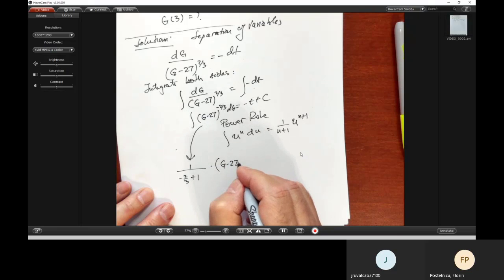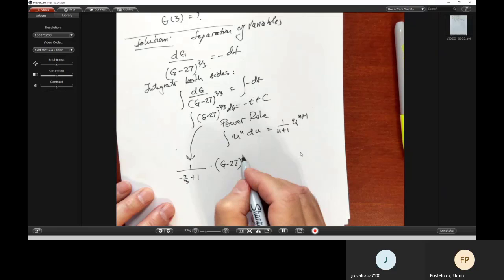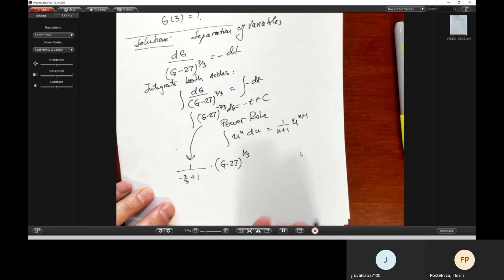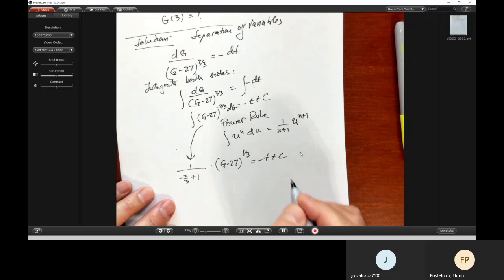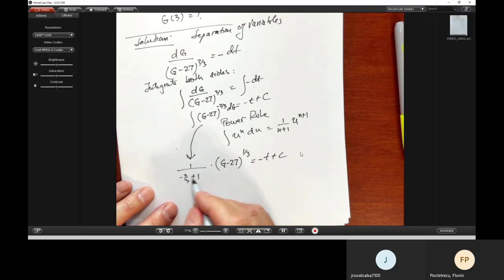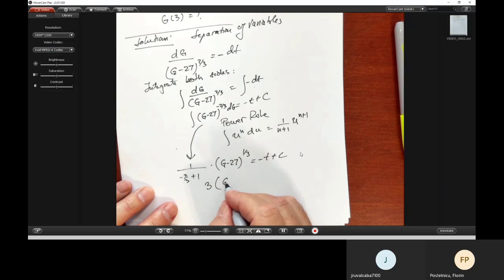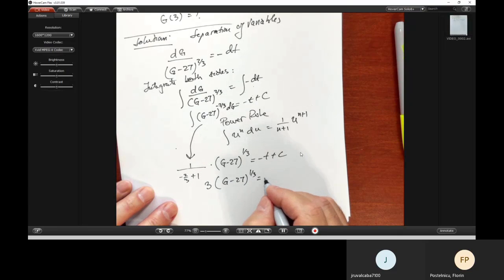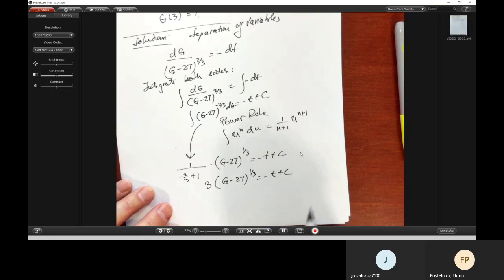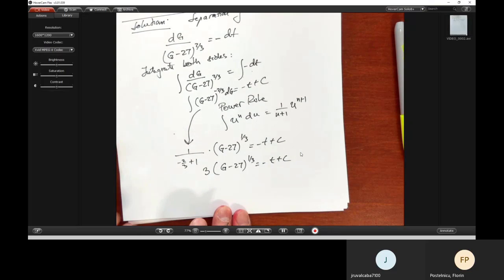So I will figure out now what this fraction is: 1 over negative 2/3 plus 1. Negative 2/3 plus 1 is 1/3. 1 over 1/3 will be 3, so I can rewrite the equation as you see it right there. Now, to get c by itself, I need to use the initial condition. At time t equals 0, g of 0 is 91. So let's use it.